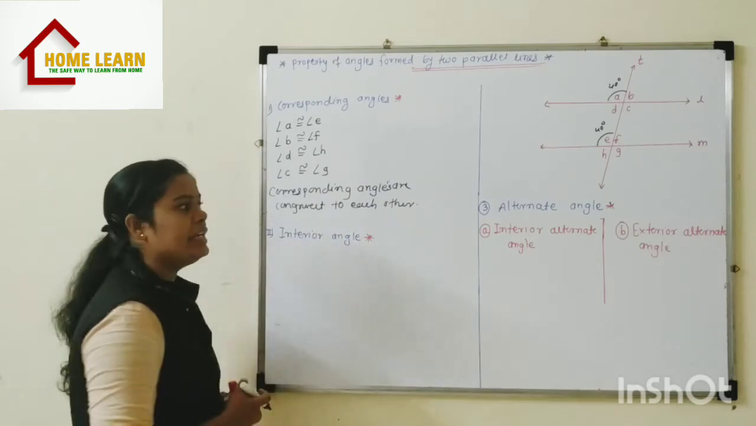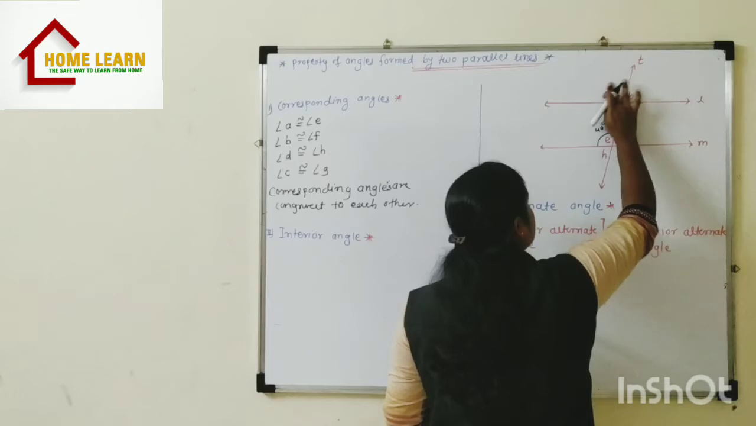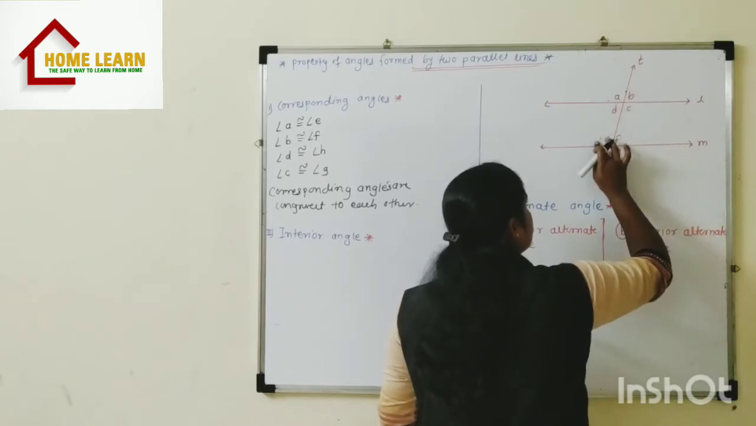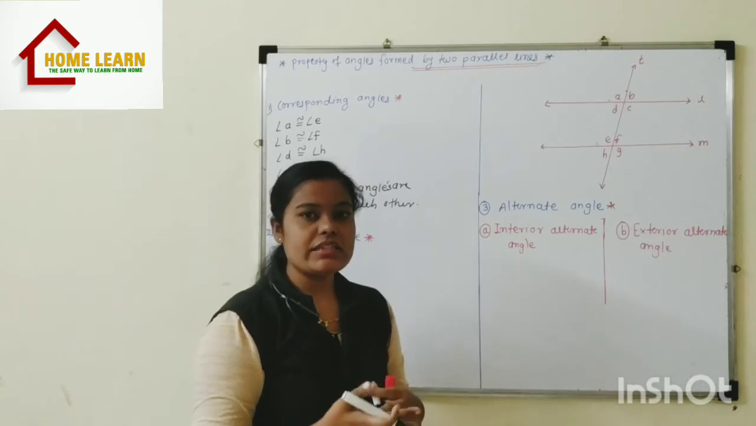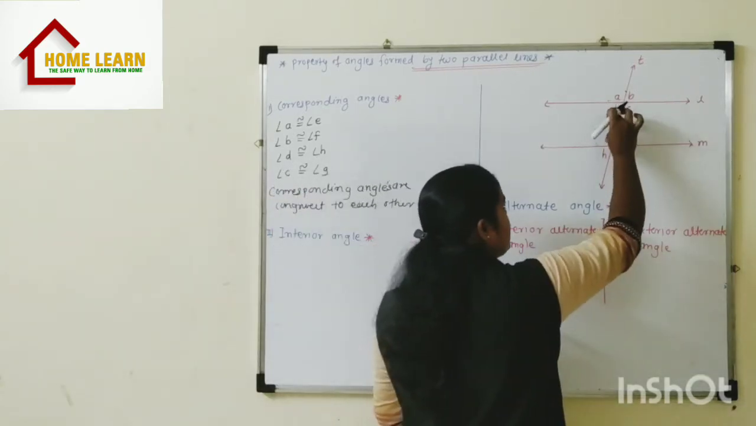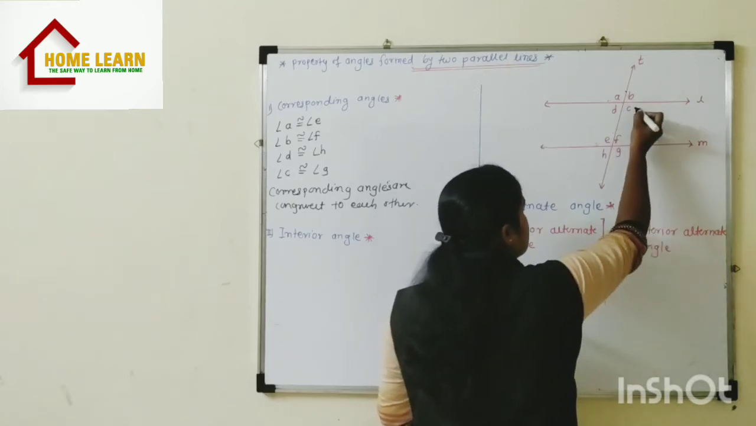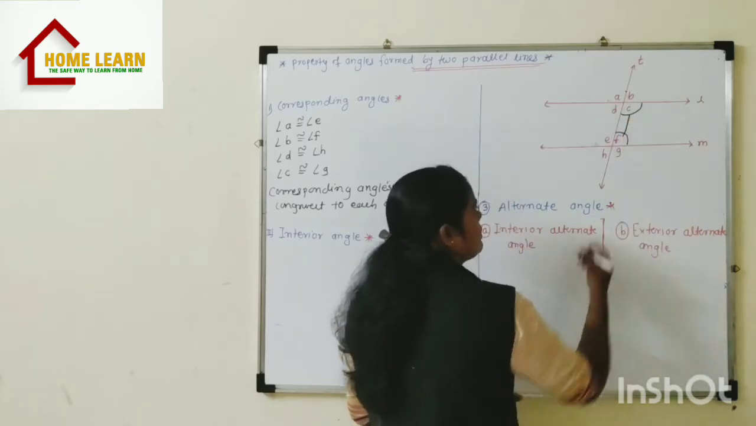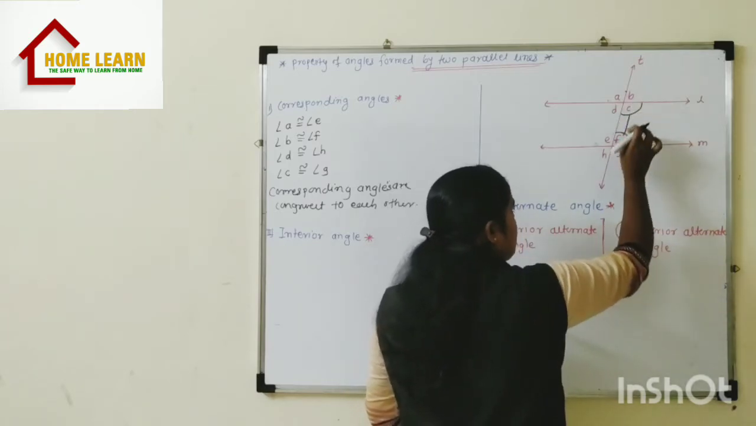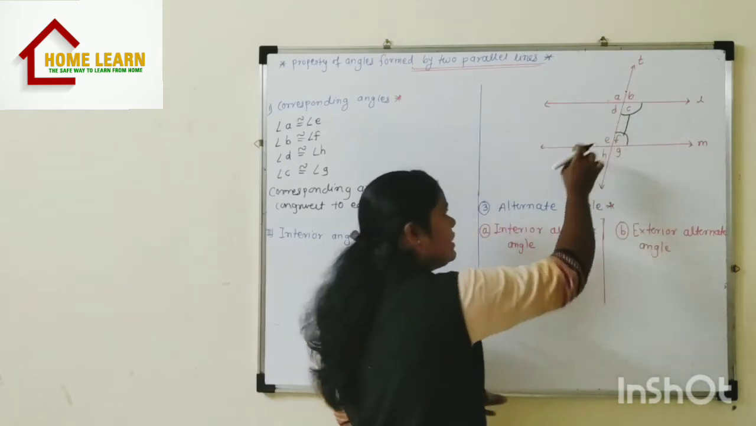Let's see interior angles. In this figure, see, interior angles means the angles which lie in the inside part, that is angles D, C, F, E. But interior angle pairs mean the angles which lie on the same side and inside part, that is angle C and angle F, and on this side angle D and angle E.